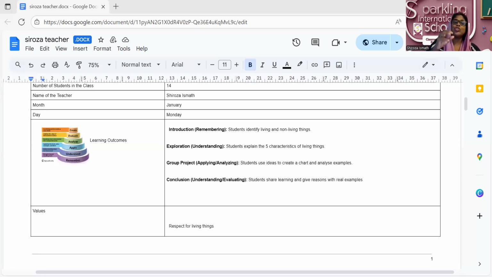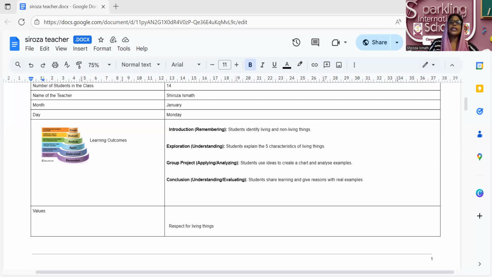Remembering: first, short flashcards, and they recall all they learned about living things and non-living things. Understanding: during the group exploration, they read the textbook and explain the meaning of the 5 characteristics in their own words. Applying: they design the chart using what they read and learned. Analyzing: students compare, discuss differences, and understand living and non-living.